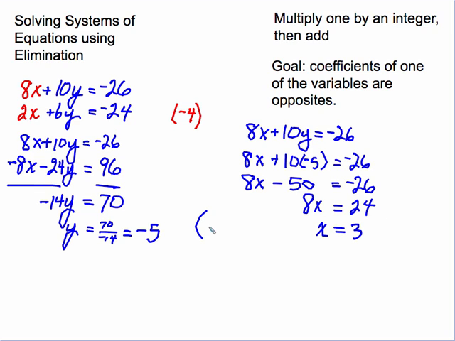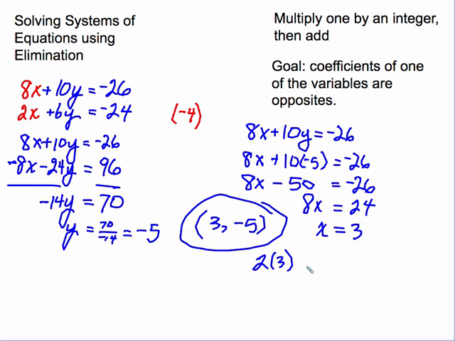So our solution then is x equals 3, y equals -5. And let's check that using the second equation. 2x plus 6y equals -24. So we'll take 2 times x, which is 3, plus 6 times y, which is -5. That equals 6 plus -30. That's -24, and our solution is correct.